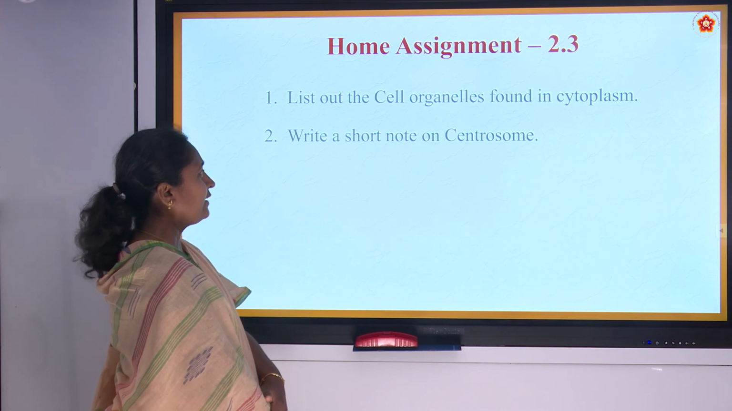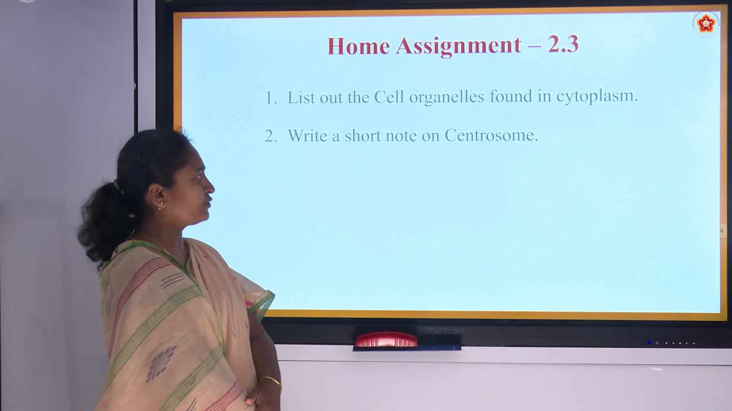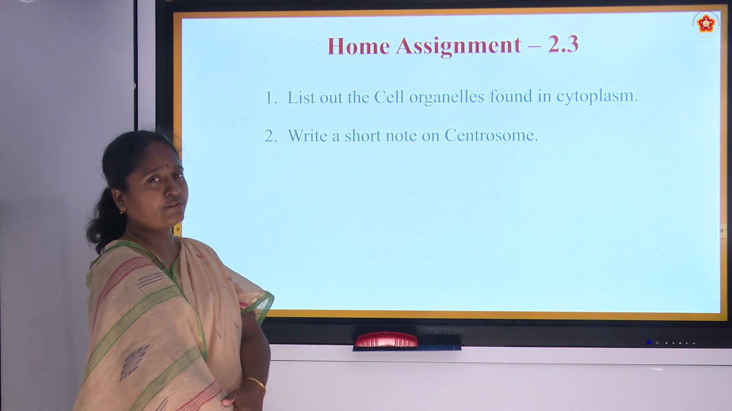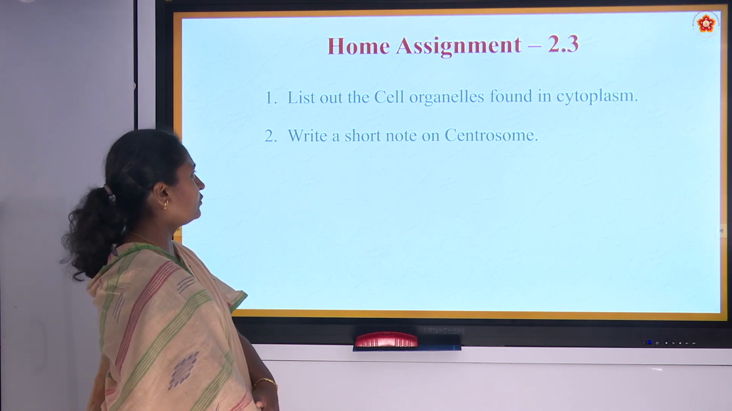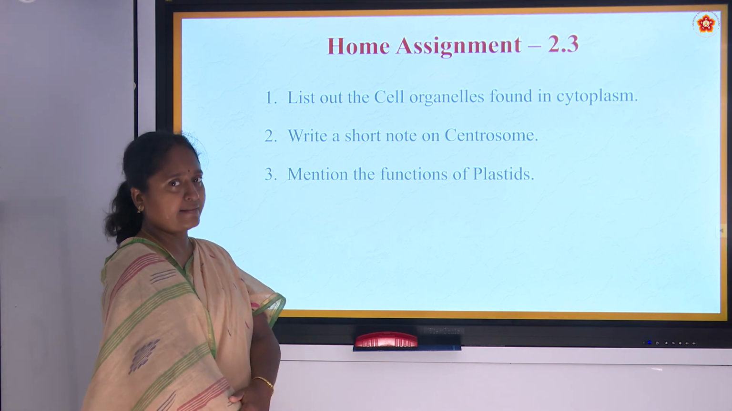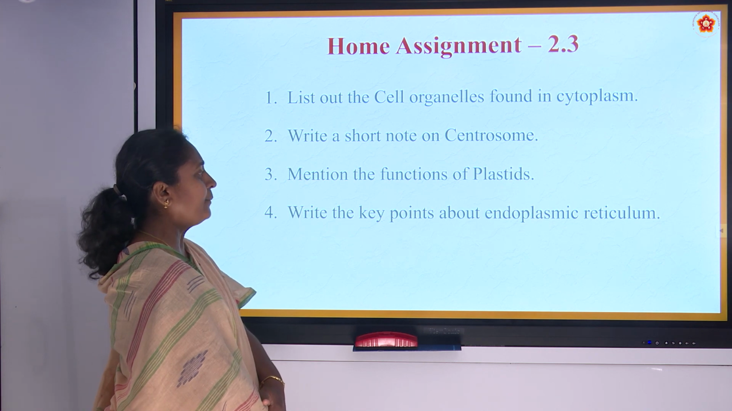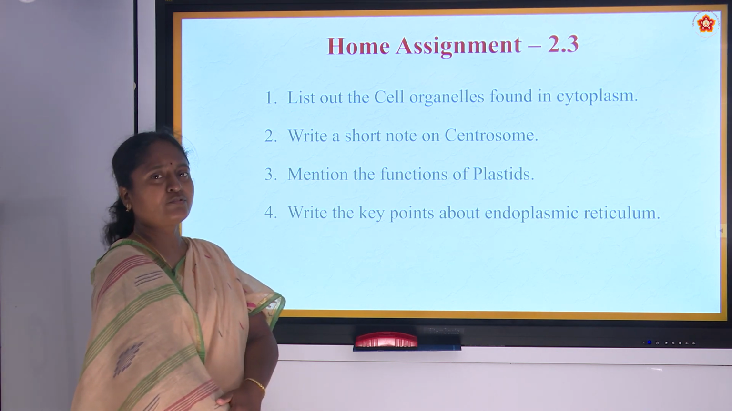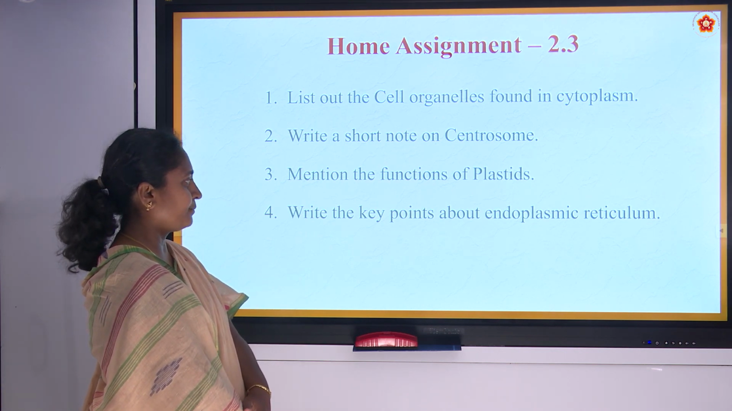Second question is write a short note on centrosome. Centrosome structure, and you have to write the key features and also function. A short note means it is composed of both the things. Third is mention the function of plastid. Fourth, write the key points about endoplasmic reticulum. These two questions are most straightforward, right? So, you can easily answer.